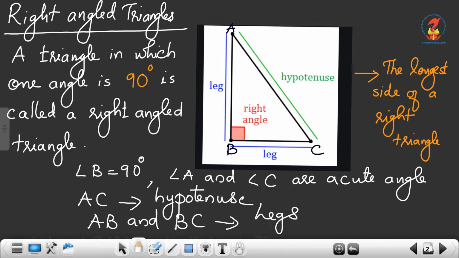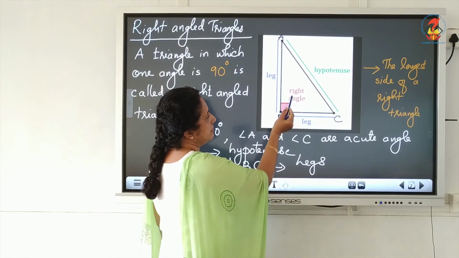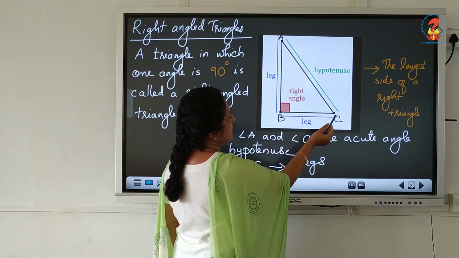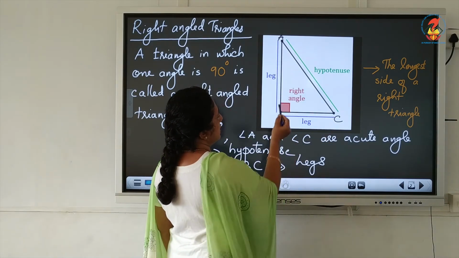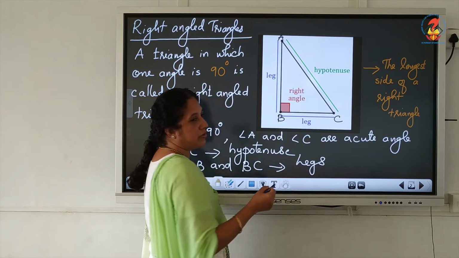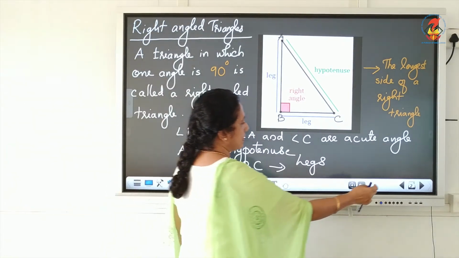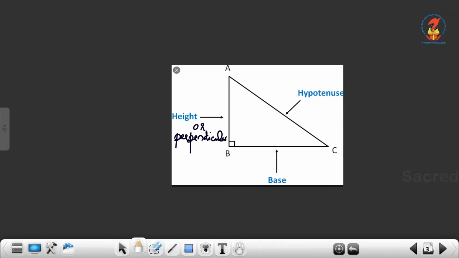So angle B is equal to 90 degree. The side which is opposite to 90 degree is called the hypotenuse. So AC is the hypotenuse and the other two sides AB and BC are known as the legs of the right angle triangle. Now these legs, sometimes they are referred to as base and height of the given right angle triangle.